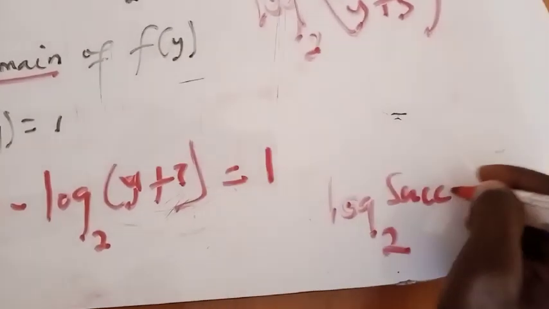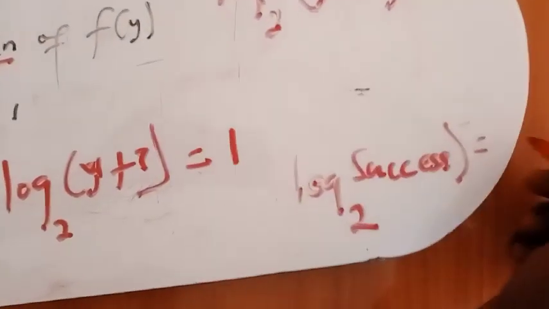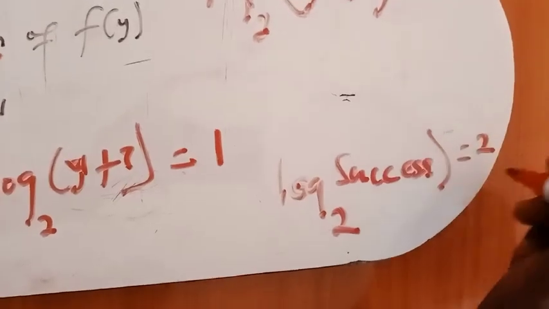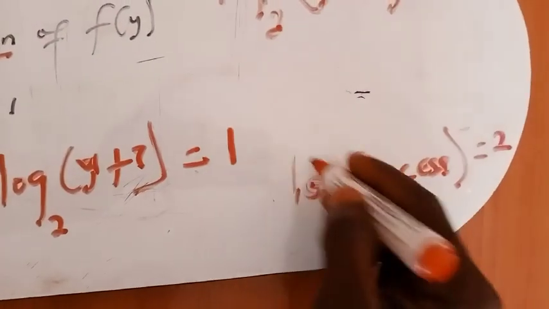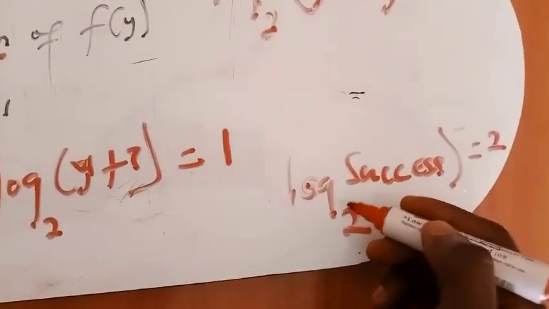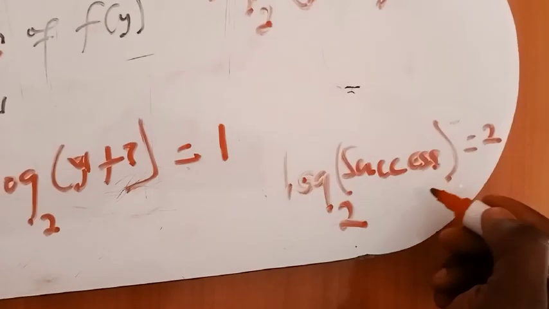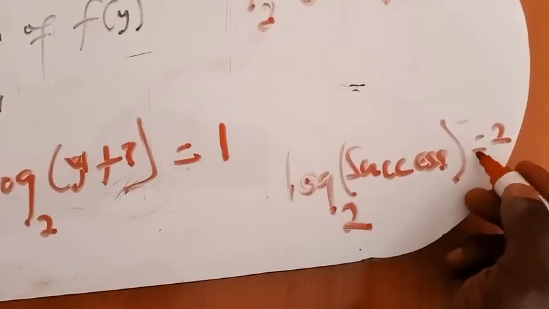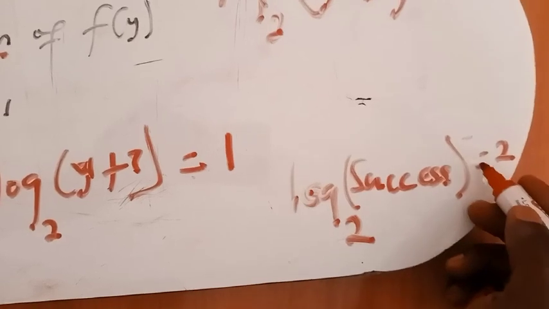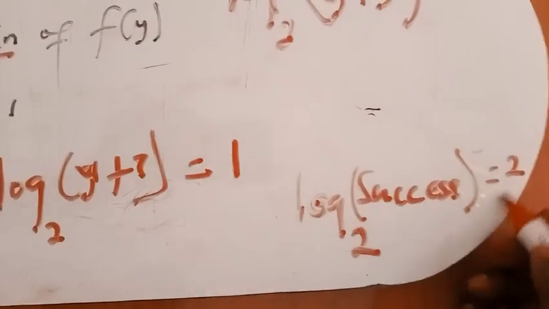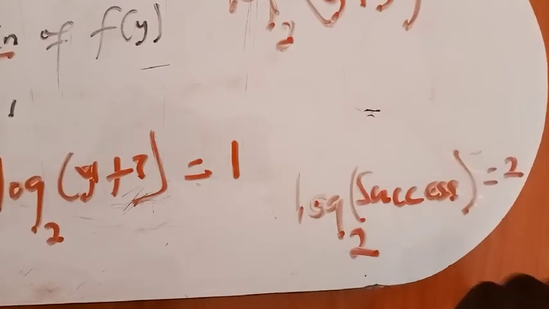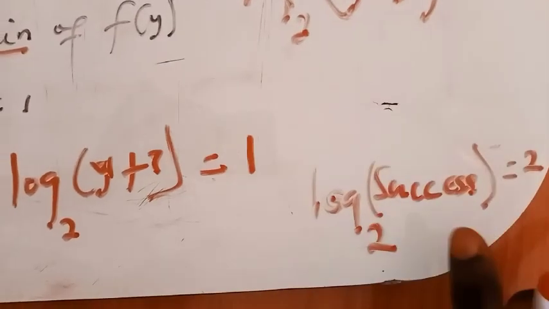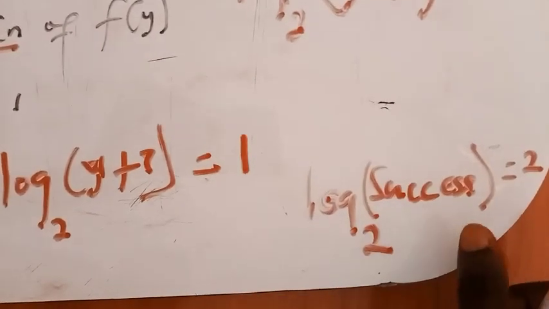So let's say log of your success is equal to 2. What this means is that the logarithm helps us to determine what brings your success. Since we say it is equal to 2, it means that you have to put in like 2 hours per day in order to have a successful or a better grade in mathematics. That is just for a simple understanding of logarithm.